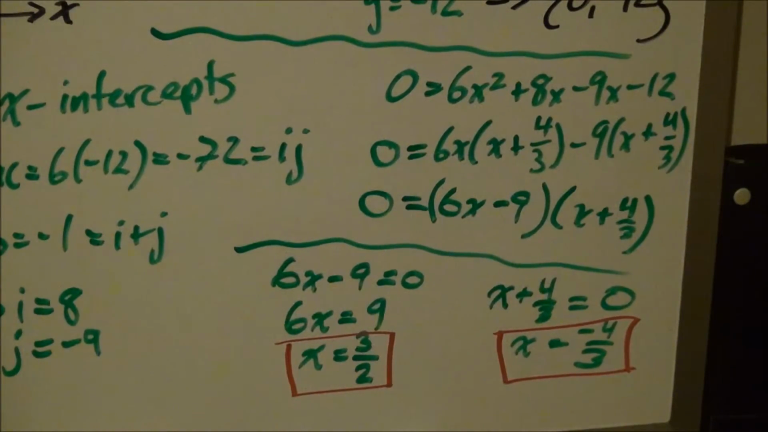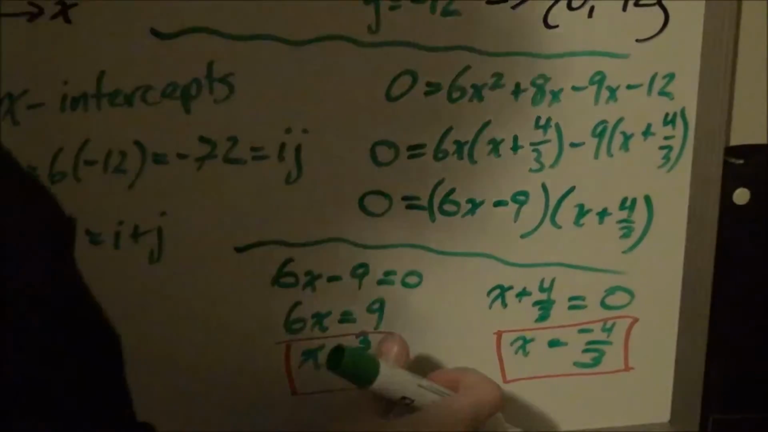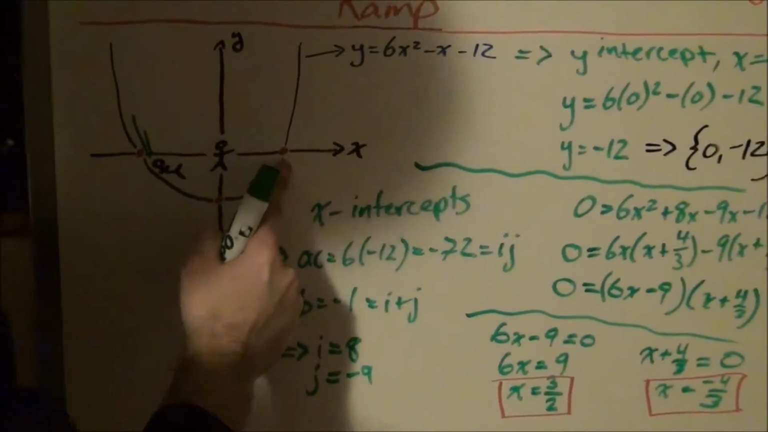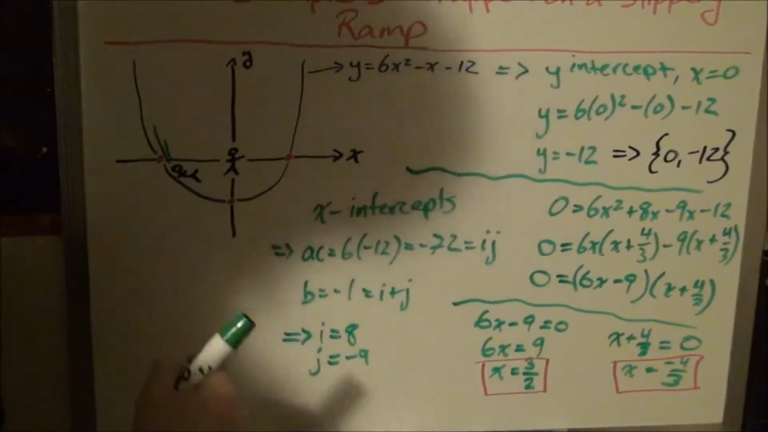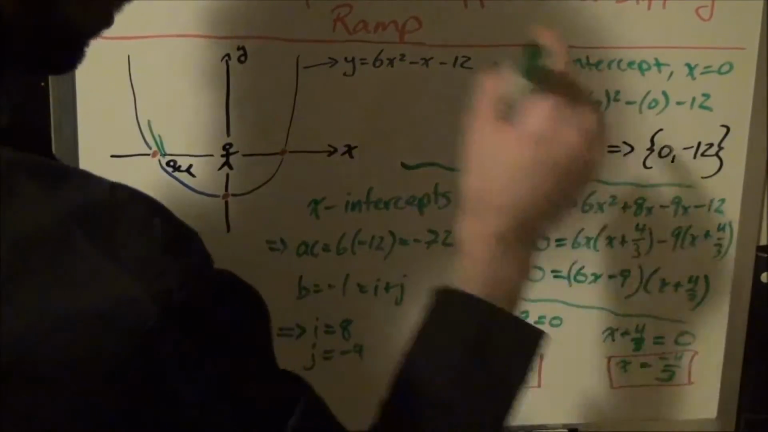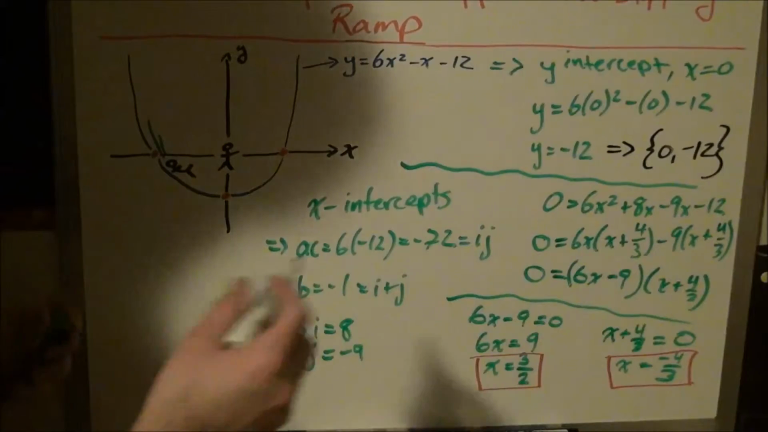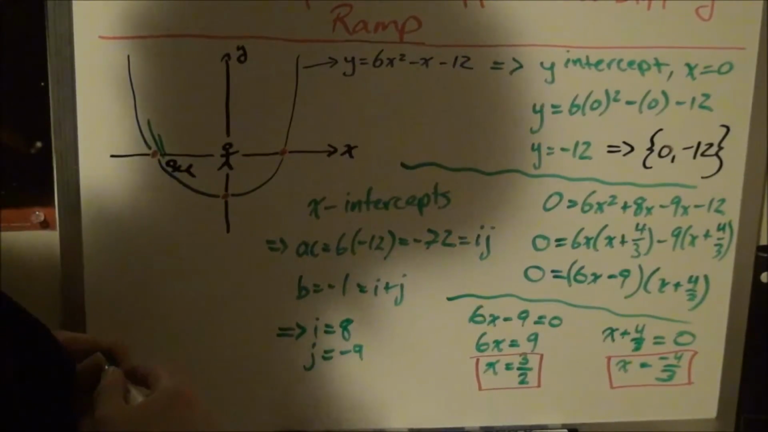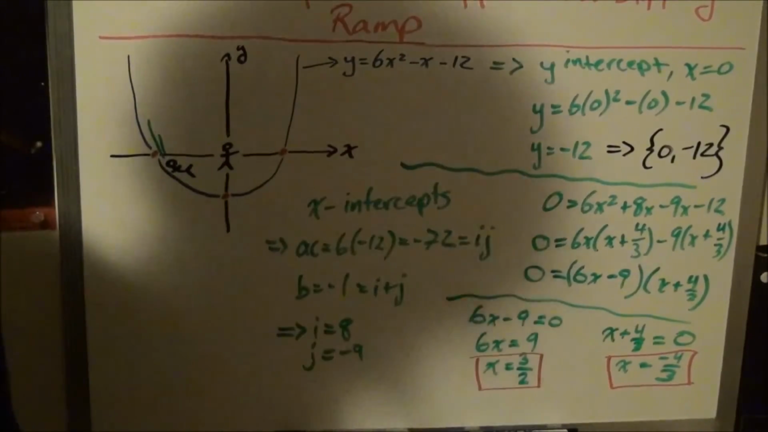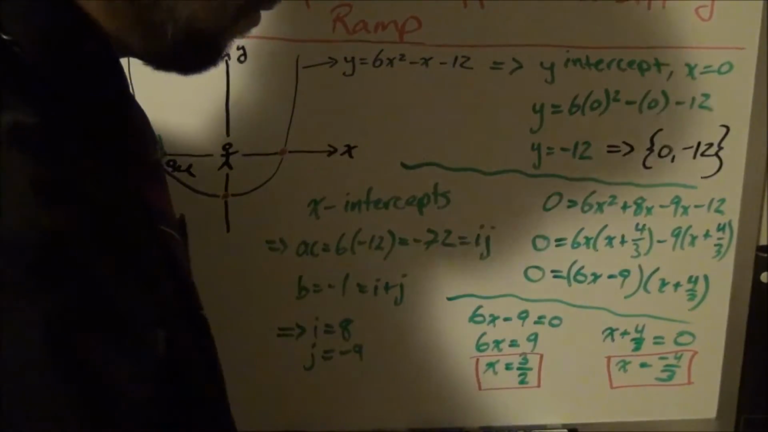Now if we compare these two x values to the 2 points here, we see that this one must be the positive solution, x equals 3 halves, and this one must be the negative solution, x equals negative 4 thirds. And there you have it. We found the y-intercept, and we found the two x-intercepts.